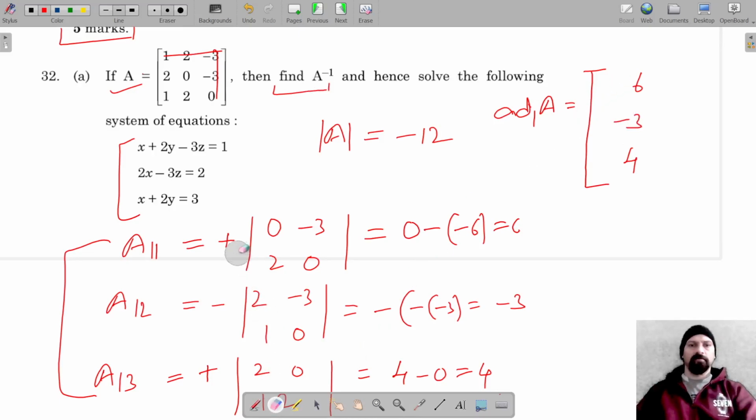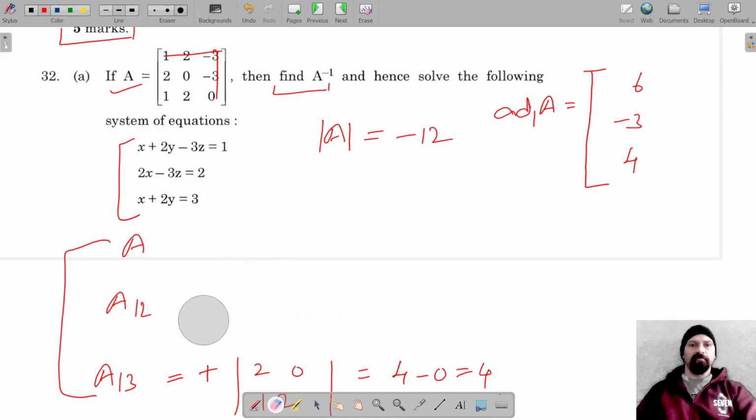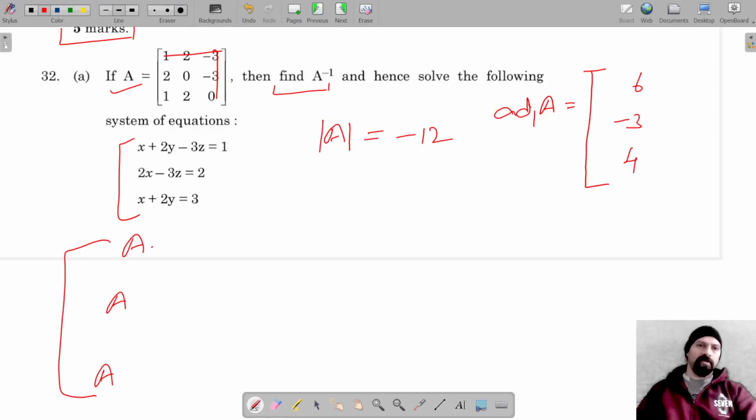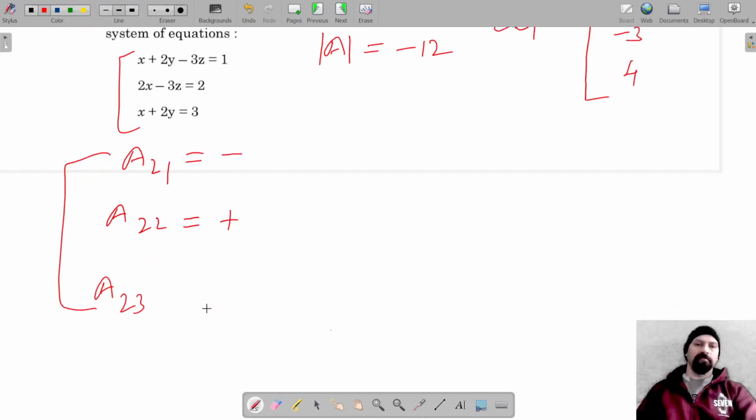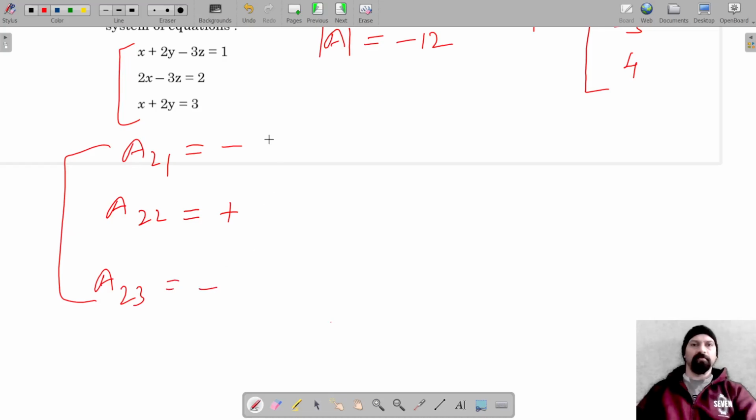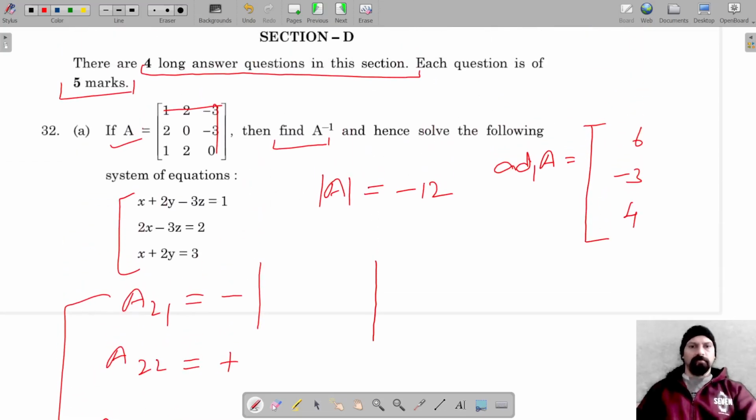Okay. Similarly, we can get the cofactors of the second row. And cofactors of the second row are for 2, 1, 2, 2, and 2, 3. So 2 plus 1 is 3, which is also negative. This is positive, and this is equal to negative. Okay, 2, 1. So this is element in the second row and first column.